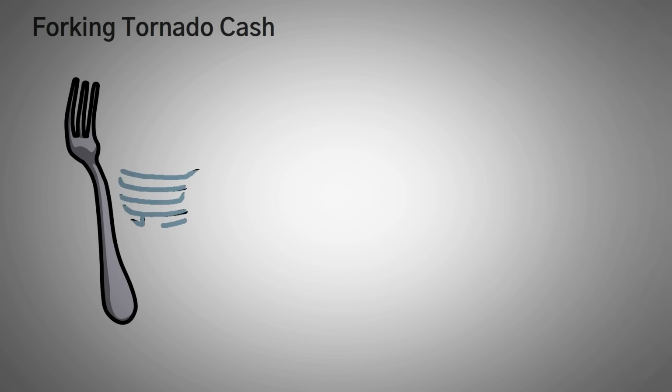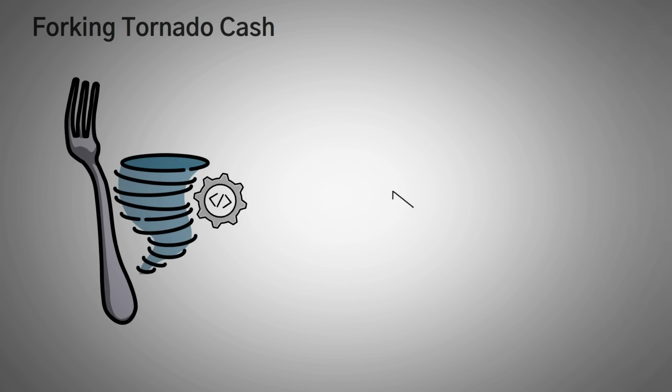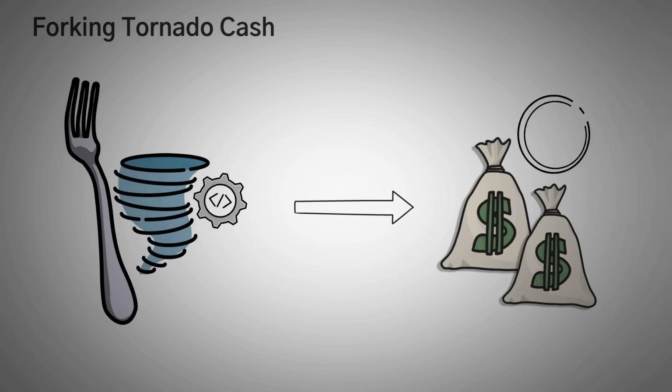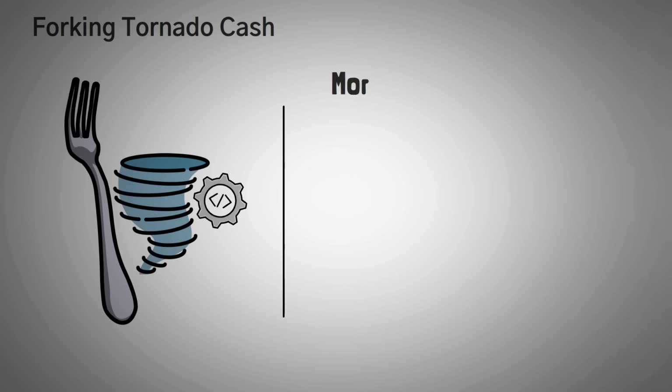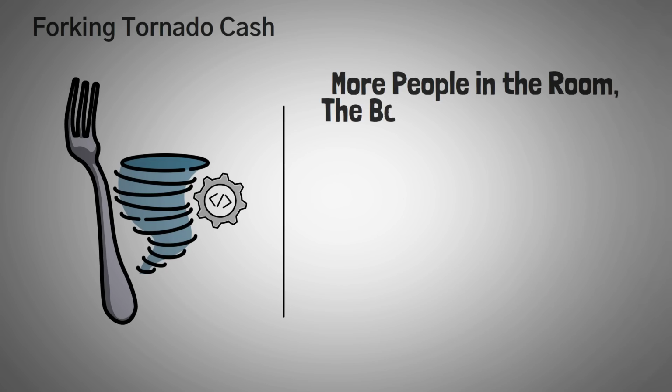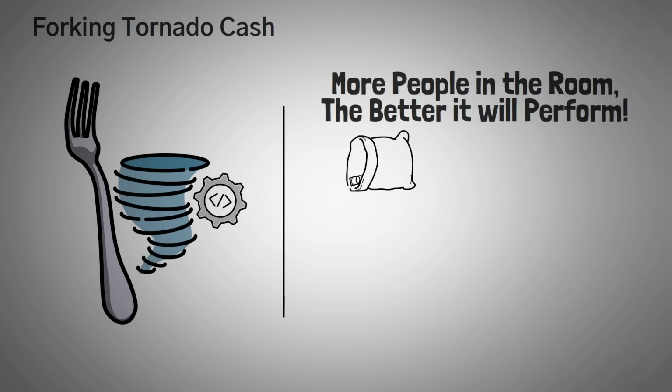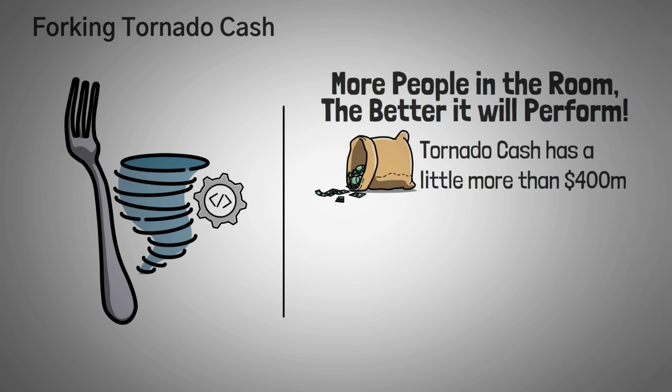Next up, let's move on to a possible solution to these sanctions that some have already thought of. You could fork Tornado Cash, right? Well, the problem with this is that the fork will need lots of money and lots of time. Remember, the more people there are in the room, the better the protocol works at anonymizing your funds. If there's only $1 million in the new protocol, it won't be as effective as if they could get $100 million locked up in it. As of right now, Tornado Cash has a little more than $400 million locked up in it.